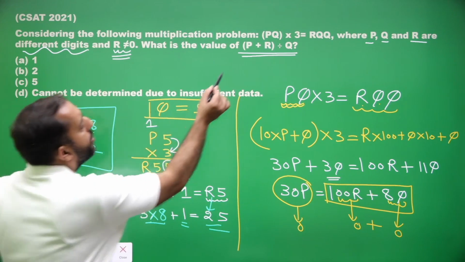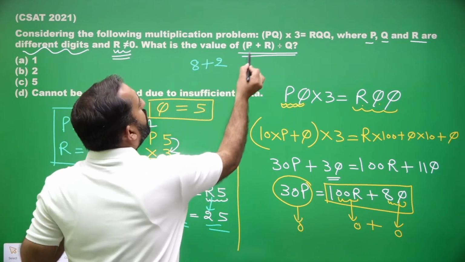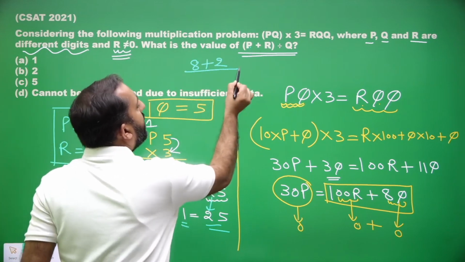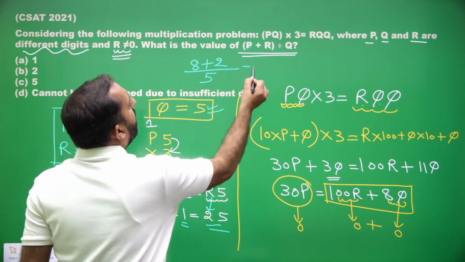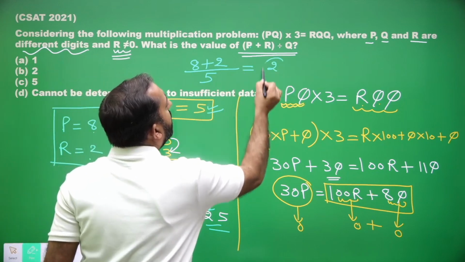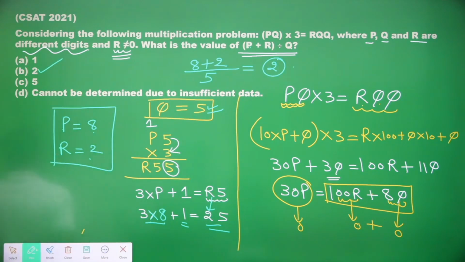Now we got the value of P, it is 8. We got the value of R, it is 2. So 8 plus 2 divided by Q, the value of Q was 5. So 8 plus 2 divided by 5 is going to give me 2. So the answer to my question is option B. Please make a note of it.